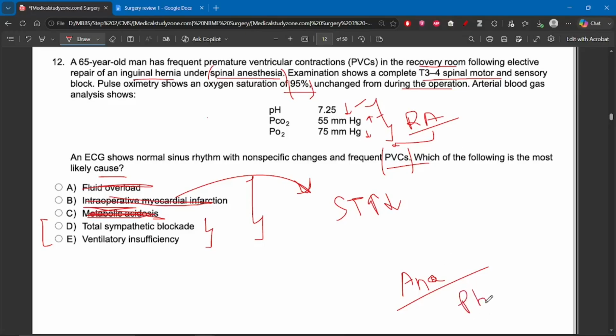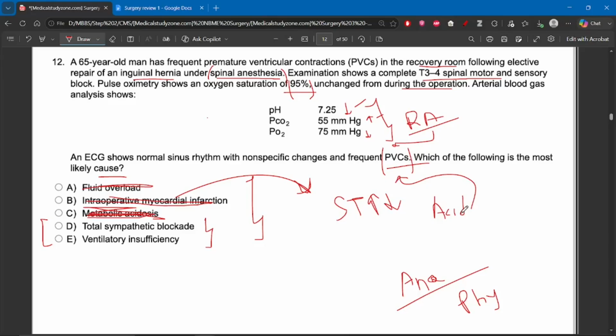So what happens is that when blood is acidic, when there is acidemia, which means the blood has a decreased pH, lower than 7.35. Acidemia causes PVCs. So acidemia causes problems in the contraction of the heart. So it can cause PVCs.